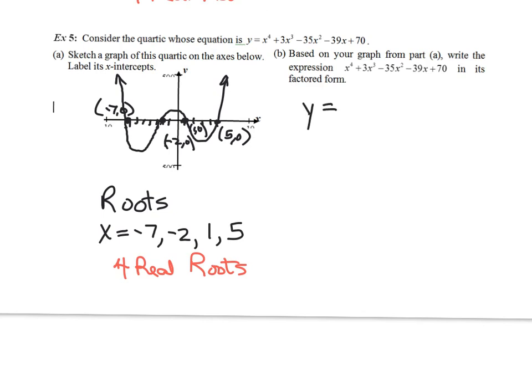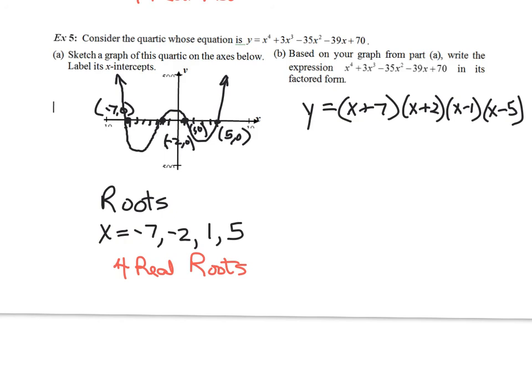So I'm going to say y is equal to, because of the root negative 7, that tells me that the factor that one came from had to be x plus 7. Because of the root negative 2, the factor that one came from had to be x plus 2. Because of the root 1, the factor that one came from was x minus 1. And because of the root 5, the factor that one came from was x minus 5. So in factored form, this quartic function is x plus 7 times x plus 2 times x minus 1 times x minus 5.